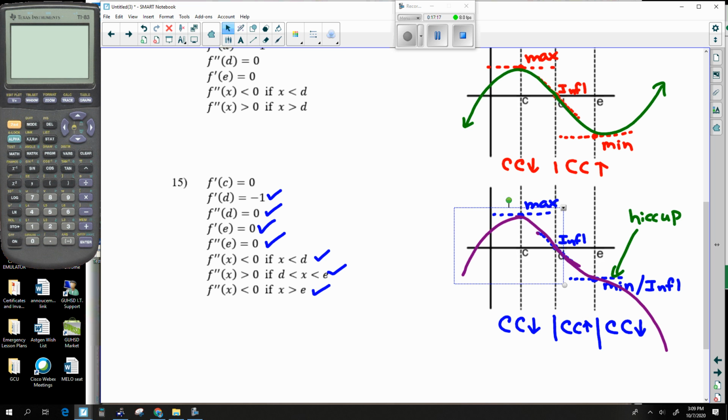Let me draw that one more time to see if I can make it just a little bit more clear. I don't like my drawing in the middle there. Let's try this one more time. All right, so we have concave down, concave up, concave down. Yeah, that's a pretty good picture.